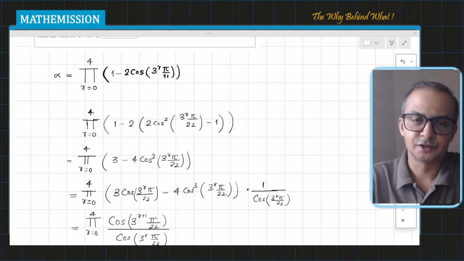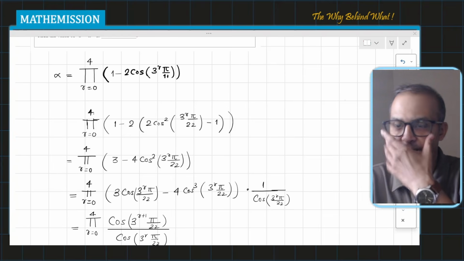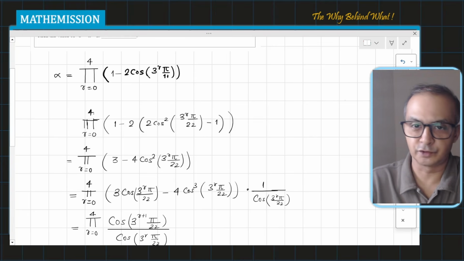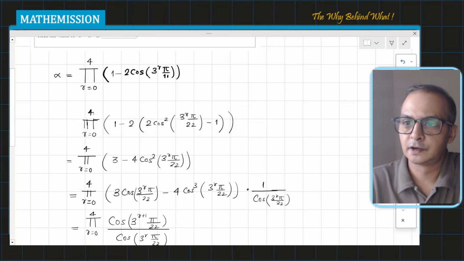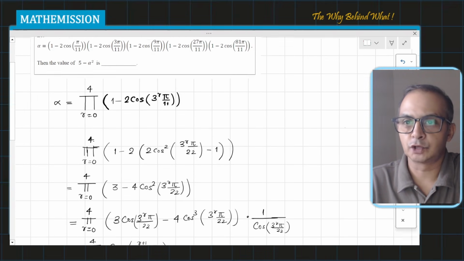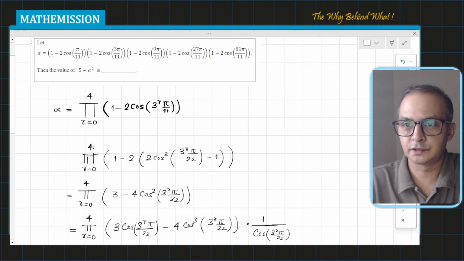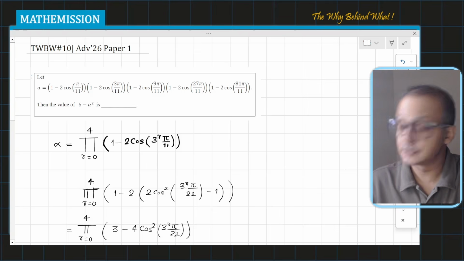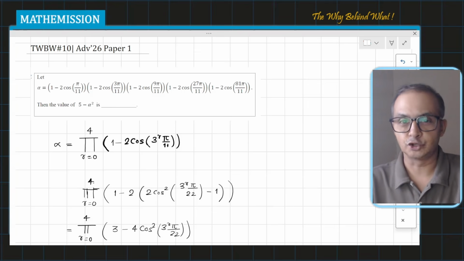Hello everyone. So in this video we are going to discuss this problem, and this problem was asked in 2026, means this year, in paper 1 in JEE Advanced. So the question is from trigonometry. If you want to give the attempt, that will be more appreciated, and then we will see the solution.